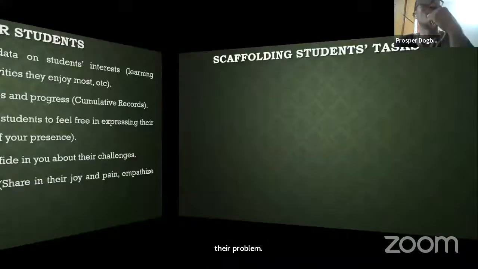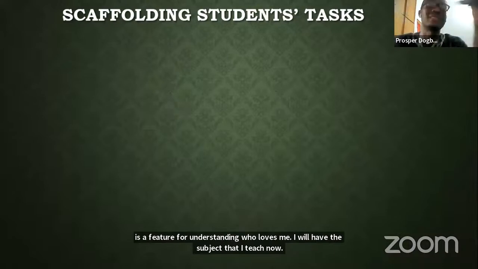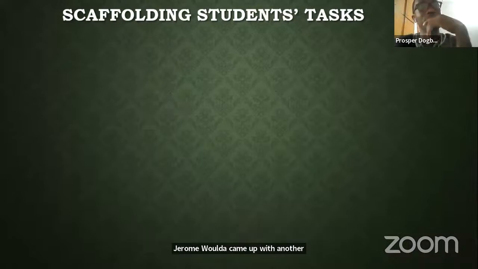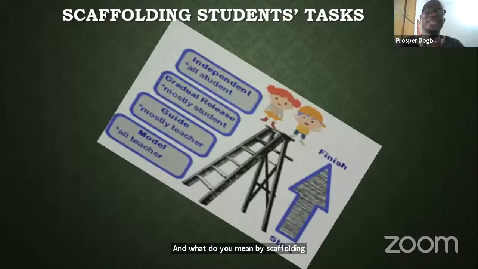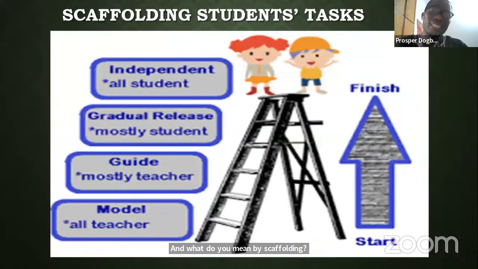Now, Jerome Bruner came up with another skill that we need to acquire as teachers, and that is scaffolding. And what do we mean by scaffolding? It's just like a ladder. The teacher begins introducing the lesson. So the teacher serves as a model at the initial stages, then guides the learners. Then at a point, the teacher allows the students room to operate while he monitors. So gradually release them. Then at a point, there is independent work that is done by the students.